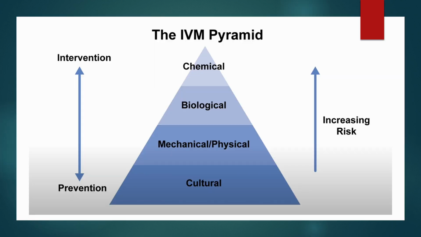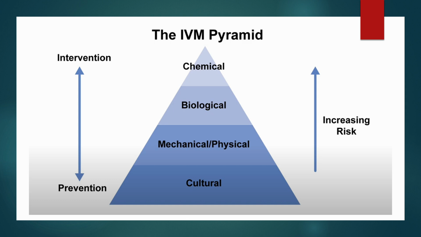So from the bottom to the top of the pyramid, we also see changes in the nature of the intervention, as well as the risk associated with them. The tactics at the bottom, as you can see, tend to be preventative, while those towards the top require greater intervention. So as you go up this pyramid, the risk associated with using each tactic increases as well.